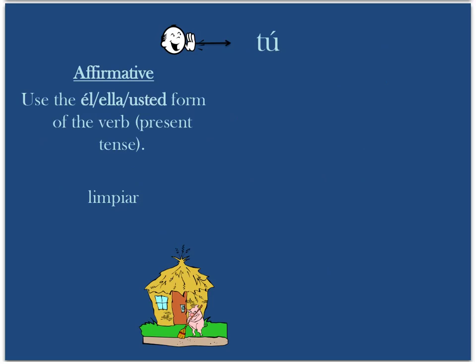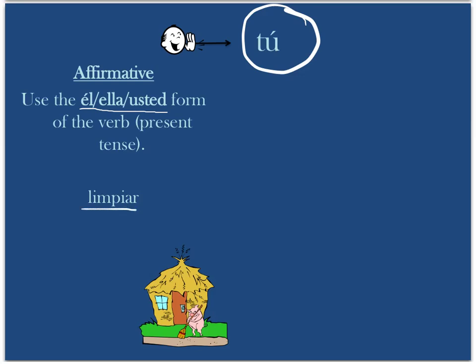So if it is affirmative and you're telling someone to do something, you're going to use the él, ella, usted form of the verb in the present tense. This is confusing because we are indeed talking to someone we address as tú. However, that is simply how it is done in Spanish. We're going to borrow from the present tense when we use the imperative.